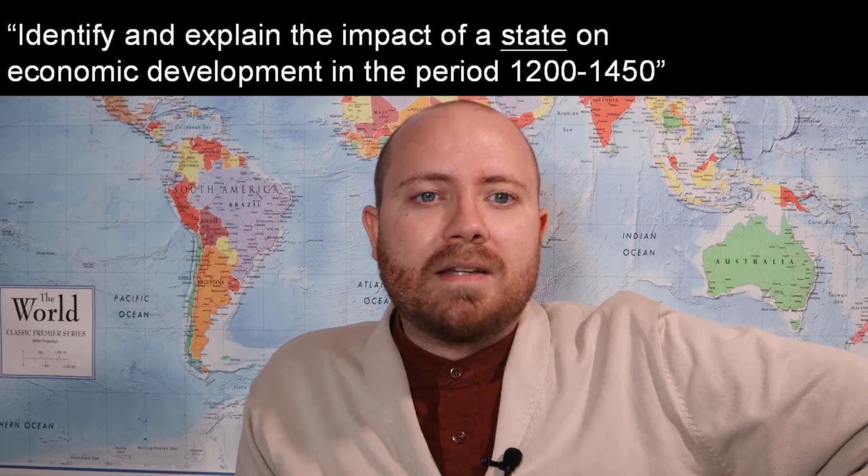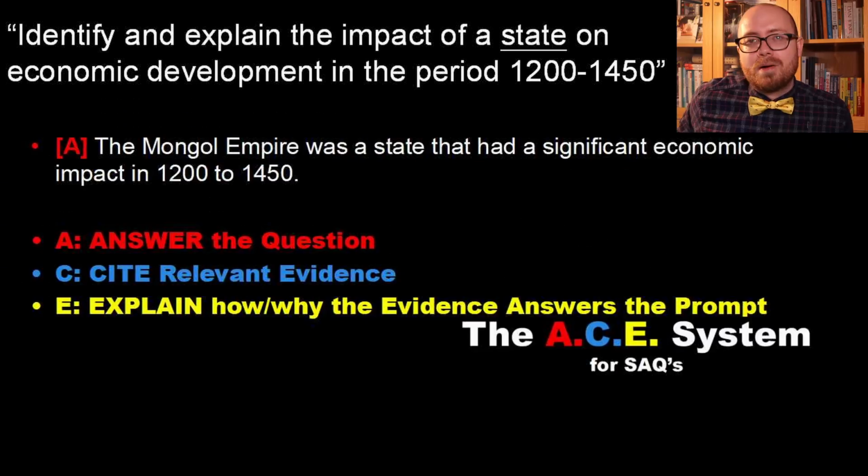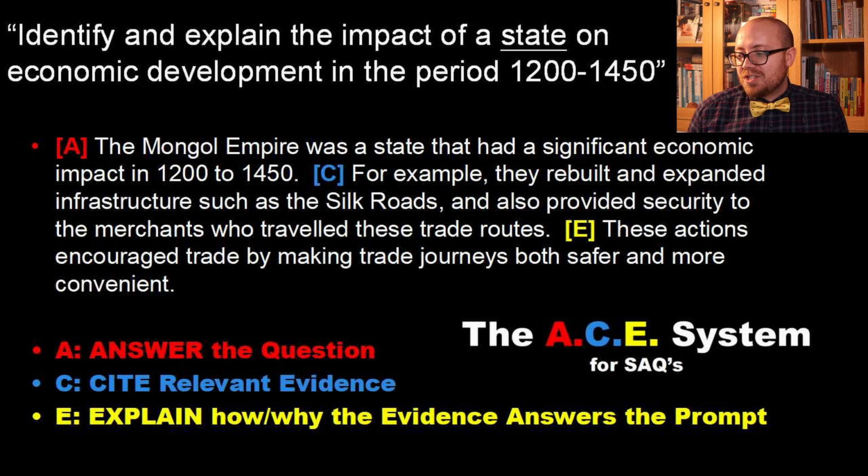Now let's talk about the Mongols' economic effects. You should already be familiar with this, so let's pretend like we're doing a short answer question. Identify and explain the impact of states on economic development in the period 1200 to 1450. The Mongol Empire was a state that had a significant impact on economic development in the period 1200 to 1450. For example, they built and expanded infrastructure such as the Silk Roads, and also provided security to the merchants who traveled these trade routes. These actions encouraged trade by making trade journeys both safer and more convenient.